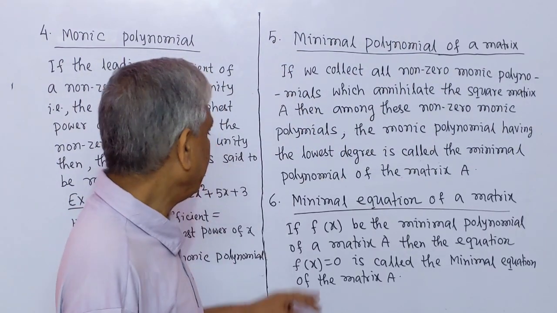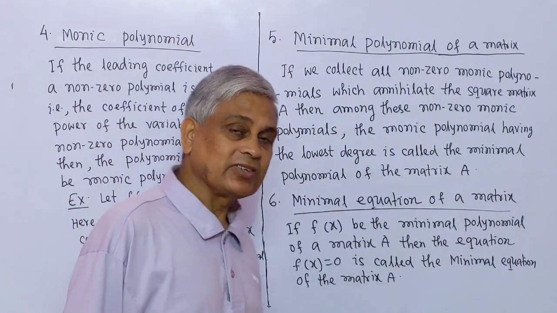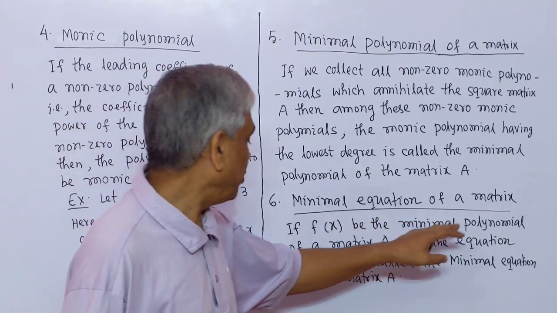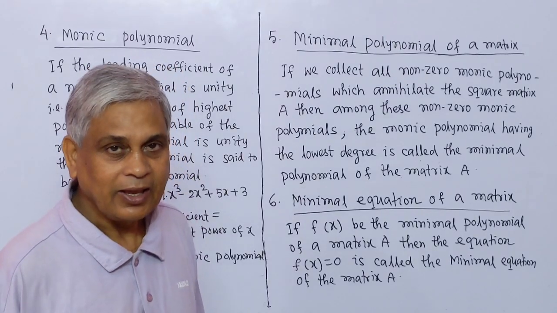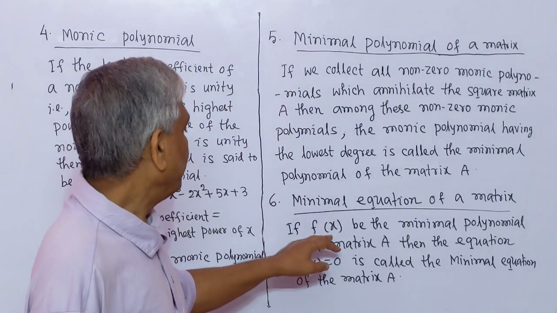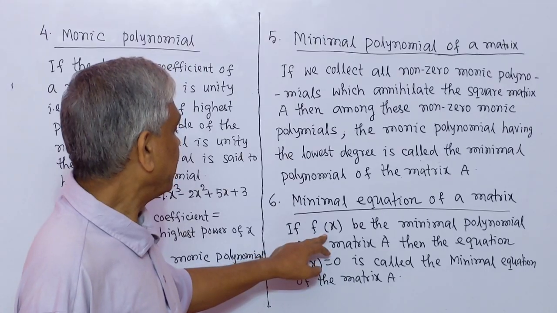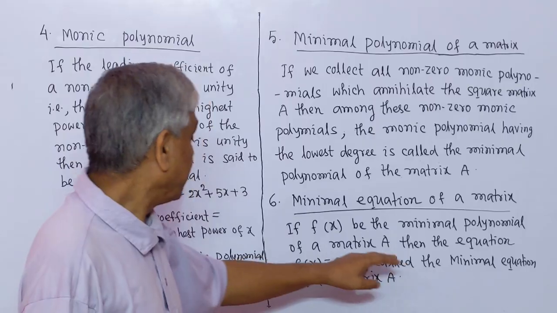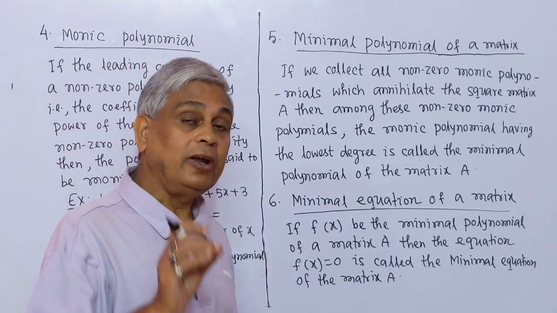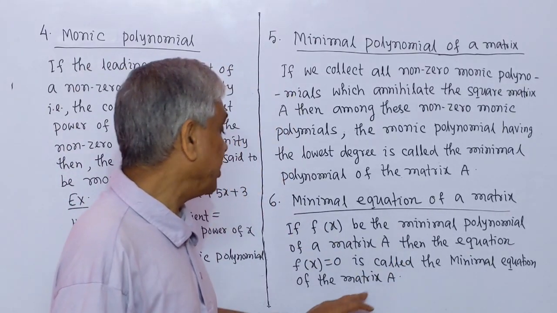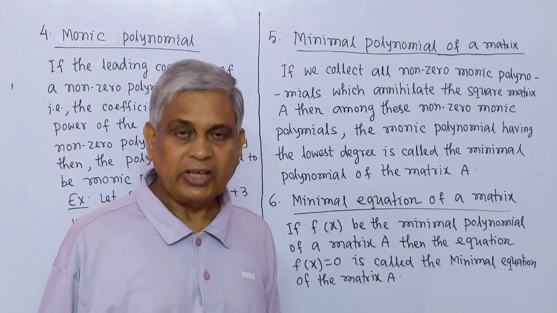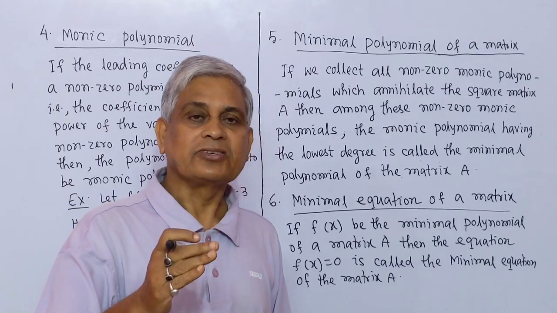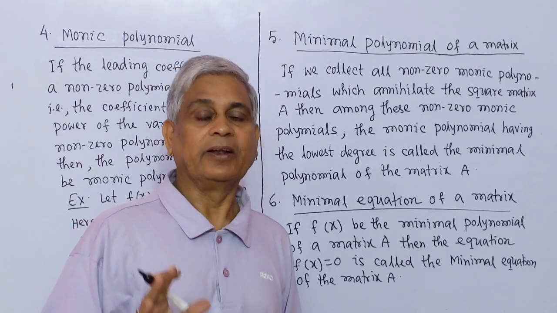Next we define minimal equation of a matrix. If f(x), function of x, be the minimal polynomial of a matrix A, that means the monic polynomial f(x) annihilates the matrix A, then the equation f(x) equal to 0 is called minimal equation of the matrix A. All these basic concepts will help to understand the next theorem contents of this chapter.